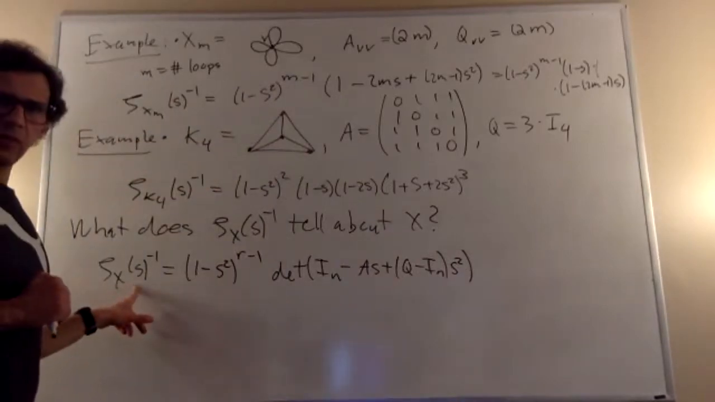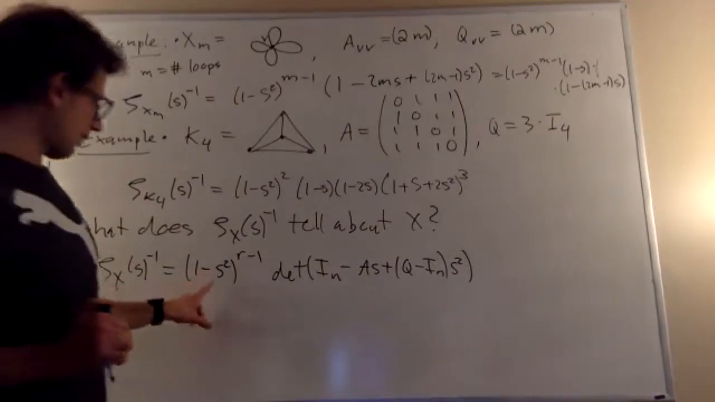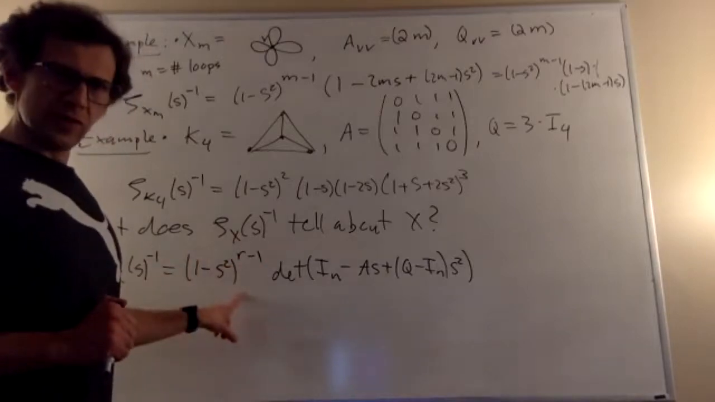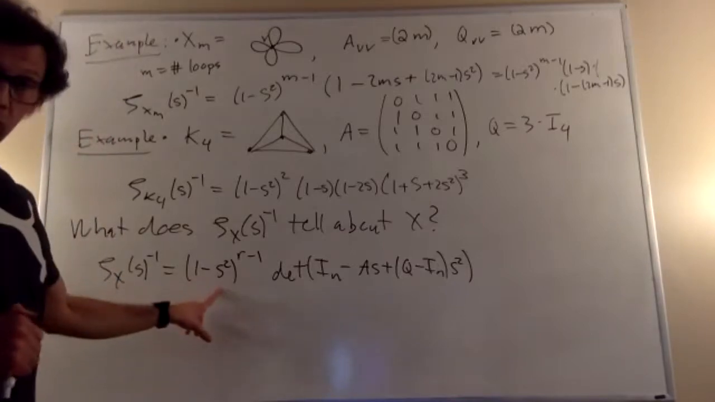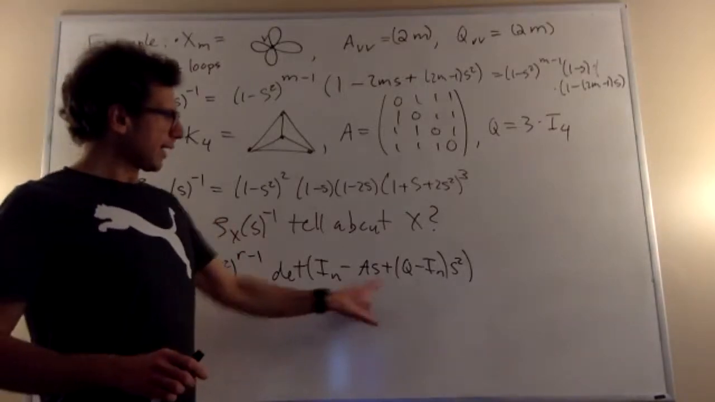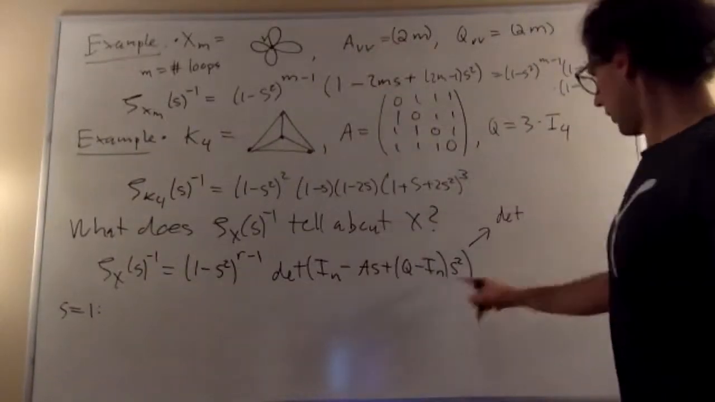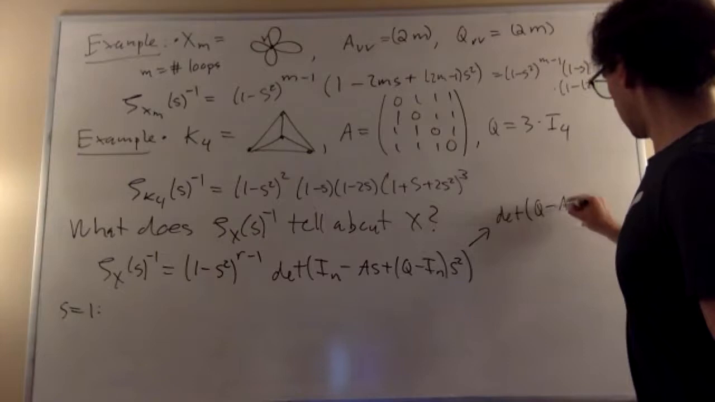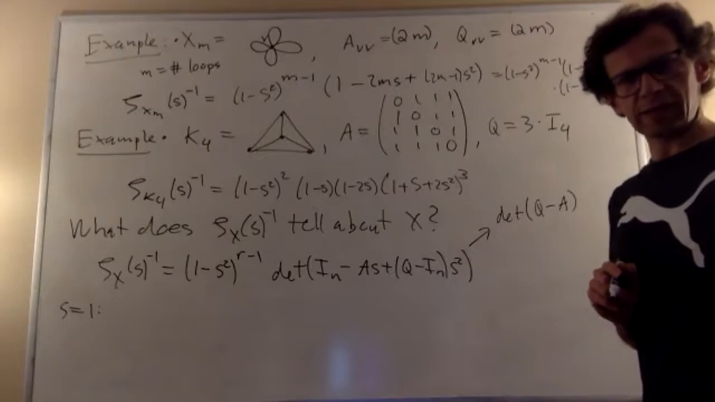So what happens if you plug s equals 1 into this formula? Well, I've got (1 minus s) to the power of r minus 1, so this term has a 0 of order r minus 1. So the zeta function is going to have a pole of order at least r minus 1. However, this is a little bit more subtle. If you plug s equals 1 into this determinant, then the I will cancel the I, and you get the determinant of Q minus A. So if X is a graph, what is the determinant of Q minus A?